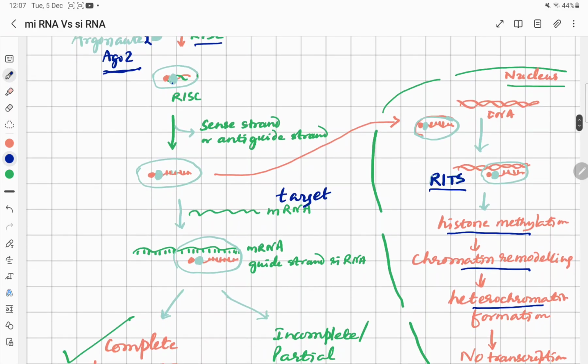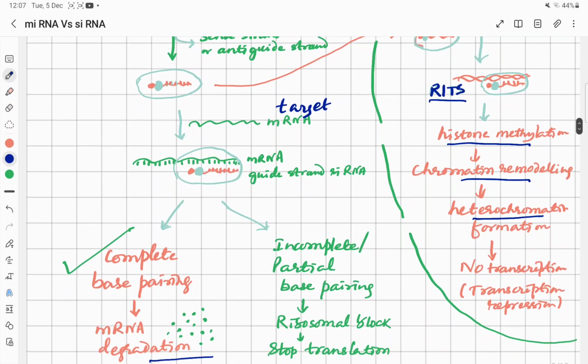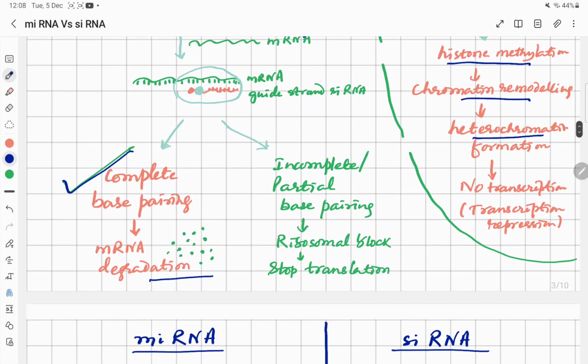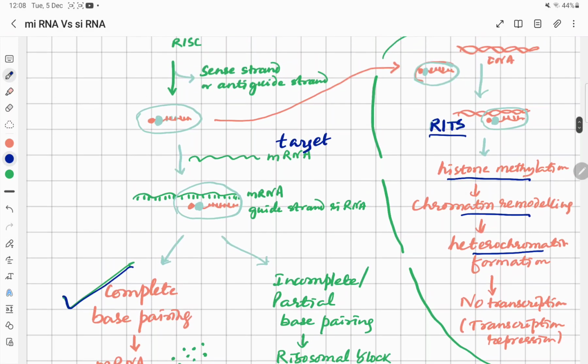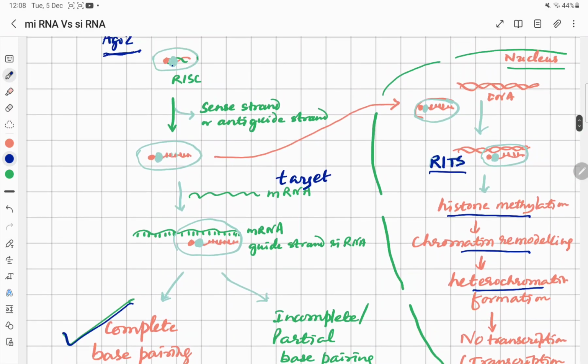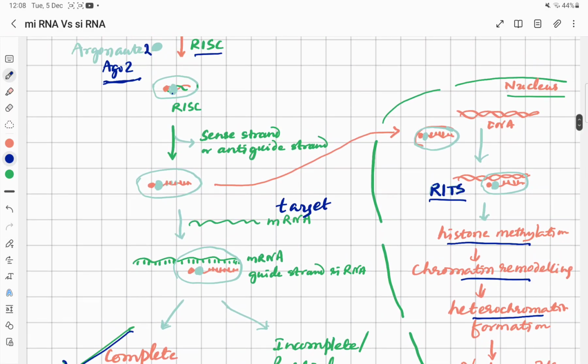And again, like in microRNA, there will be either complete base pairing or incomplete base pairing, but mostly there is complete base pairing causing mRNA degradation. Incomplete base pairing causes ribosomal block and stops the translation. In addition to its action in the cytoplasm, it also enters into the nucleus, where it binds to the DNA.